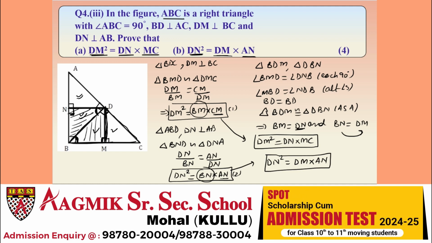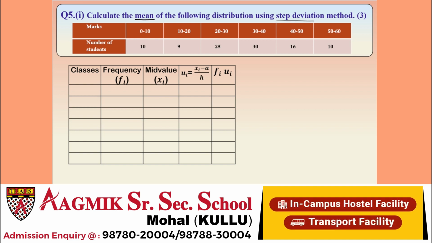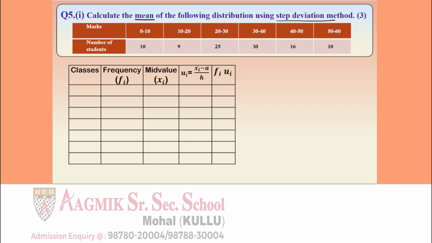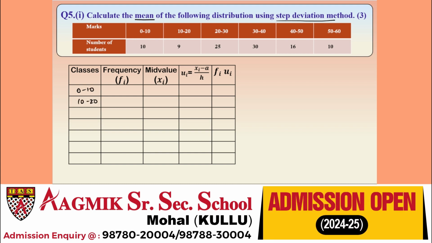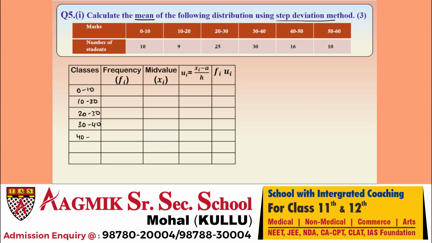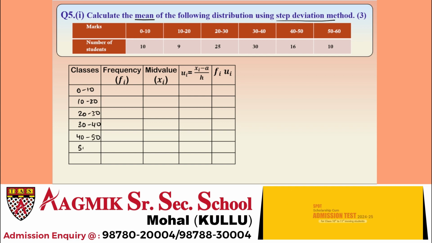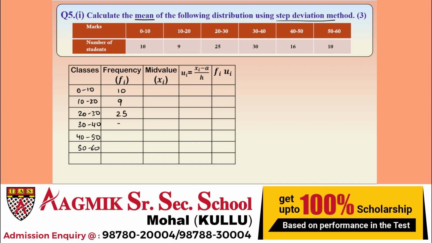So let's see question number 5 part 1. We have to calculate the mean of the following distribution using step deviation method. So look at the classes. These are 0 to 10, 10 to 20, then 20 to 30, then we have 30 to 40, 40 to 50, and then we have 50 to 60. Corresponding frequencies are 10, 9, 25, 30, then 16, and then 10.